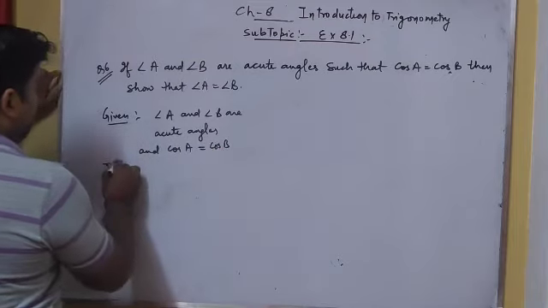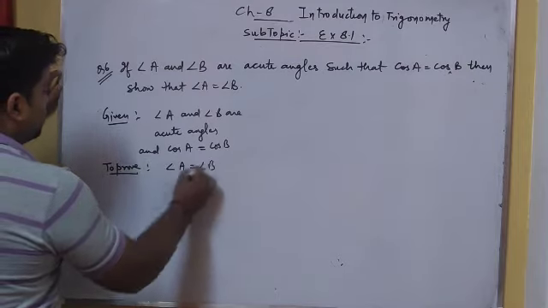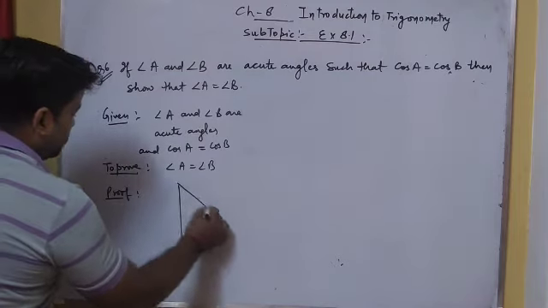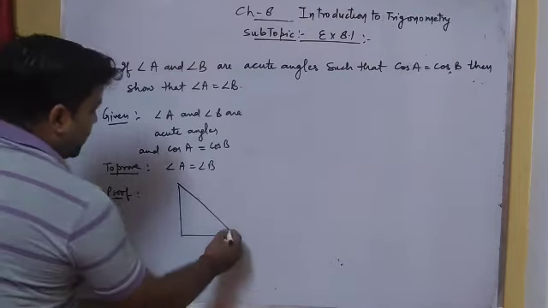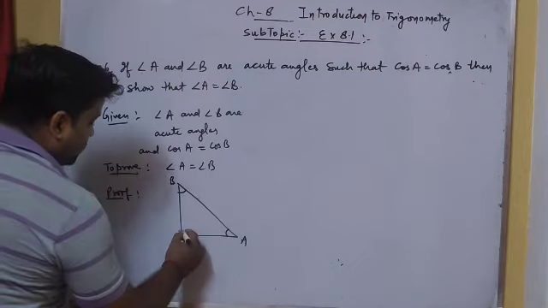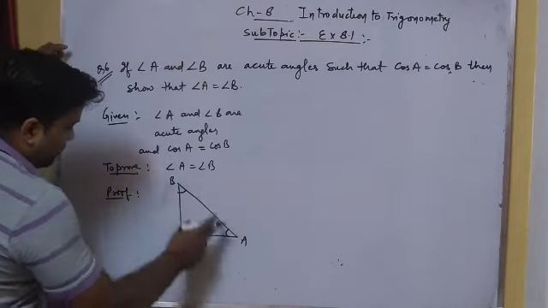We have to prove angle A equal to angle B. Now let us come to the proof. First of all, we draw a right angle triangle, as angle A and angle B will be acute angles, so it means angle C will be 90 degrees. So it is a right angle triangle ACB.